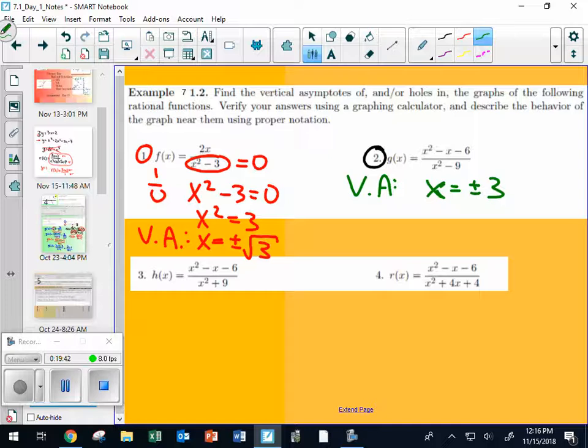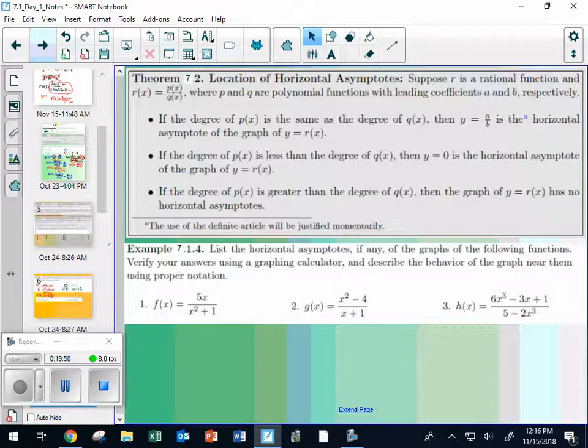So, something else that we need to go over next is, on this page you'll see it says holes. We'll come back to holes. Let's do horizontal asymptotes first.